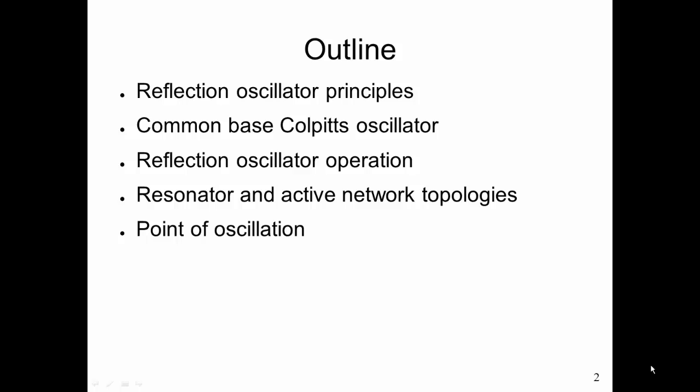Then I'm going to separate the oscillator out into its component networks, a resonator network and an active network, and talk about their topologies and basic admittance characteristics. And then we're going to talk about the point of oscillation. What establishes oscillation? What establishes the desirable characteristics that we want?